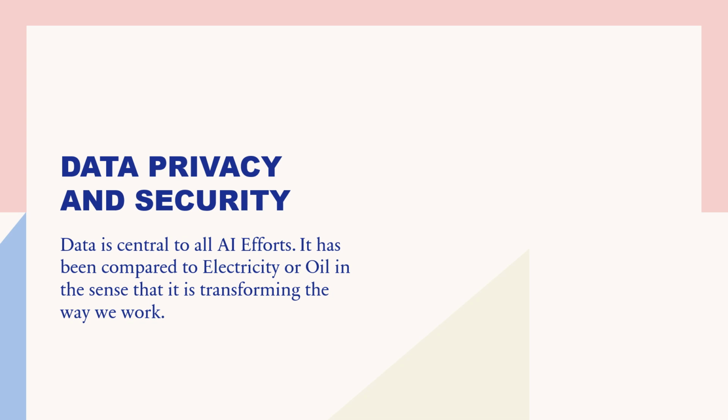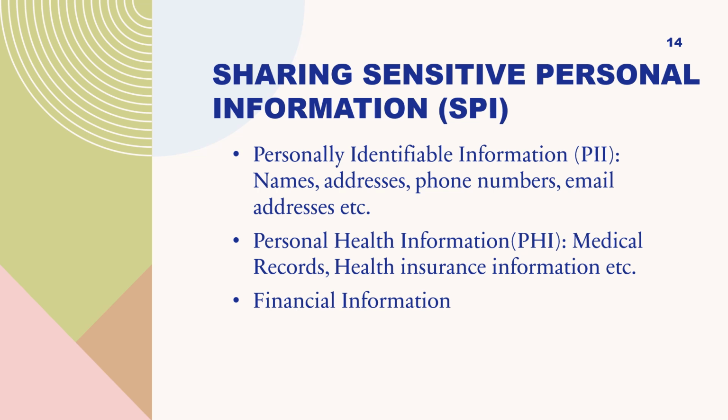So these risks can be categorized. First is sharing sensitive personal information. One of the most significant risks is unknowingly sharing sensitive personal information with generative AI models. It includes personally identifiable information, that is names, addresses, phone numbers, email addresses, social security number, driving licenses, etc. Protected health information, which includes medical records, health insurance information, and others. Financial information like bank account numbers, credit card numbers, investment information, and others.